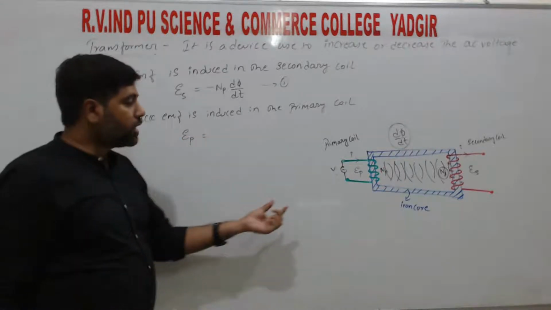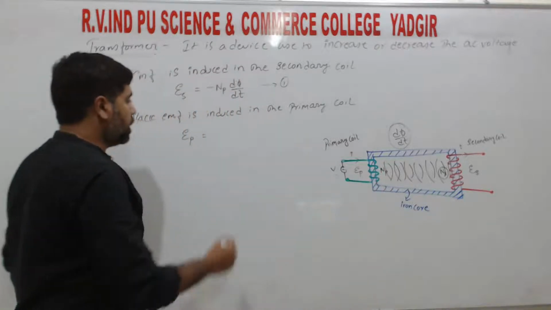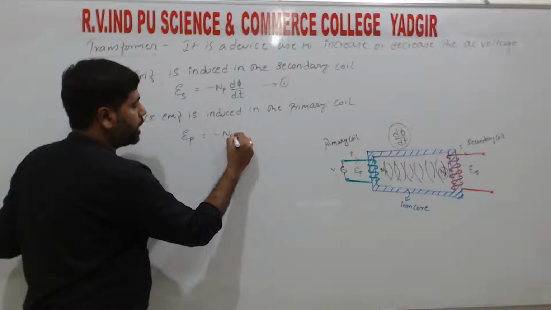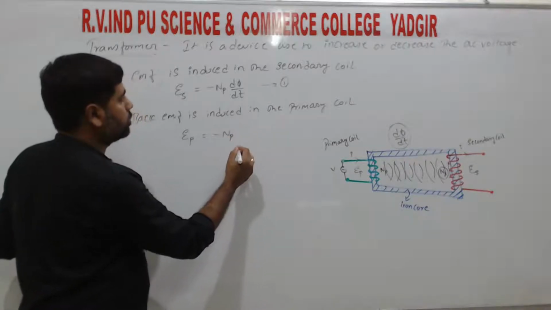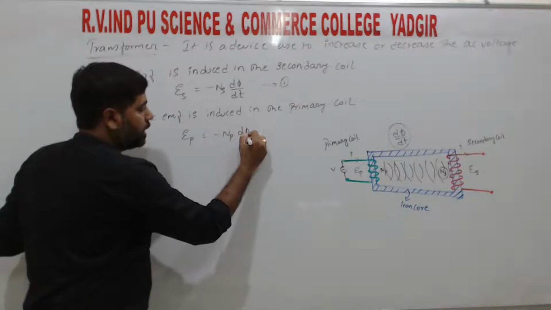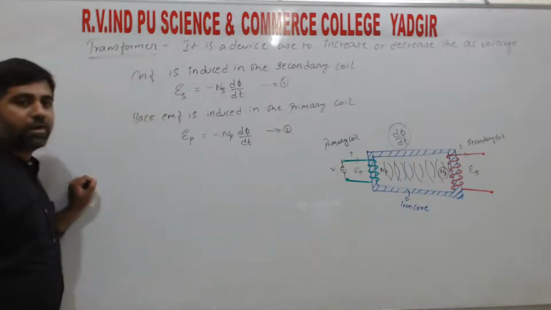So here also the induced EMF depends on the number of turns in the primary coil, right? So EP is equal to minus NP d phi by dt. Here N with subscript S is the secondary coil, right? So NP d phi by dt. This we have taken as the second equation.